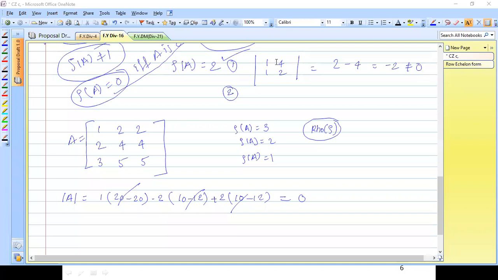So, sir, rank 3 and rank 4 are out of the option, and rank 2 is possible. Rank 4 is not possible because we have a 3 cross 3 matrix, so the highest rank would be 3. Is 3 the rank now? 3 is not the rank, sir, because the determinant of the matrix itself is 0.